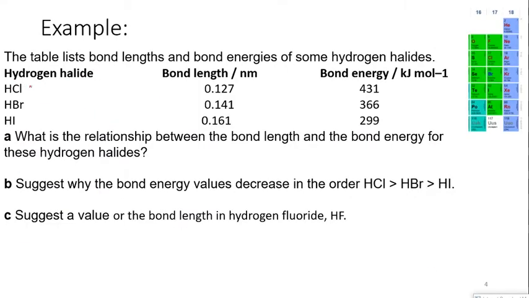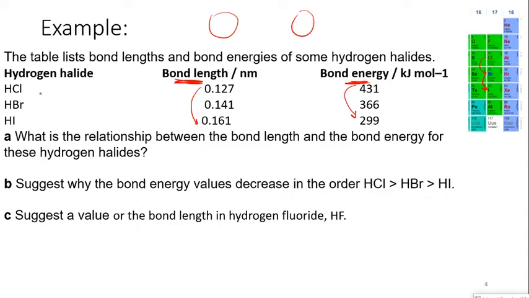If I looked at this example, I have a table that lists three hydrogen halides: HCl, HBr, HI. If I looked at their bond length, I could see that moving from chlorine to bromine to iodine, I'm increasing my bond length, while my bond energy is actually decreasing. This is because when I move from chlorine, bromine, iodine, I'm increasing my atomic number. So I'm increasing the size of my radii, which will increase my bond length, and by that my bond energy will decrease.